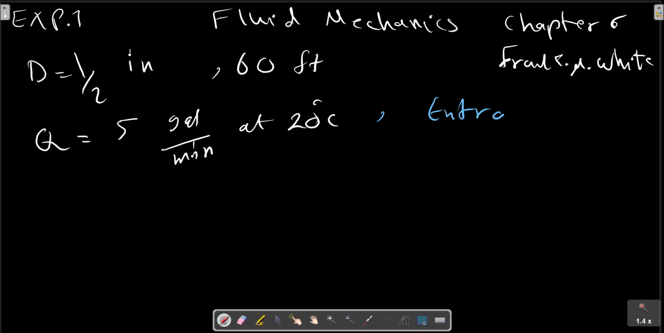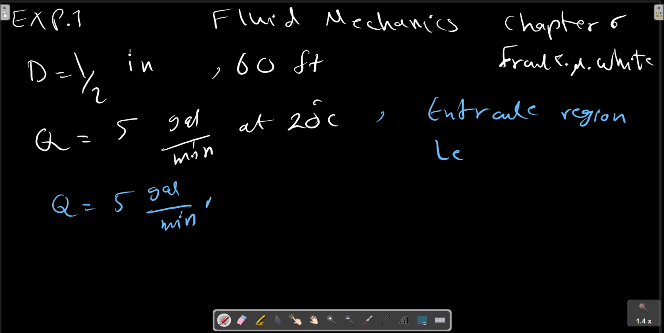Entrance region, LE. First, we should convert the fluid volume Q equals 5 gallons per minute to foot cubed per second. We should multiply by the conversion factor.